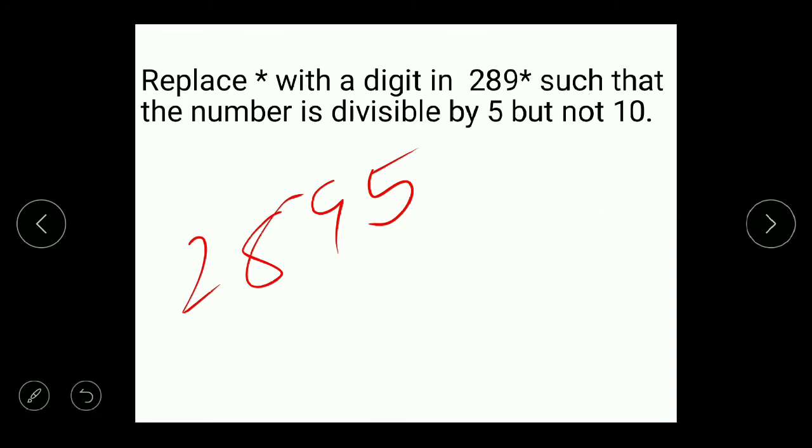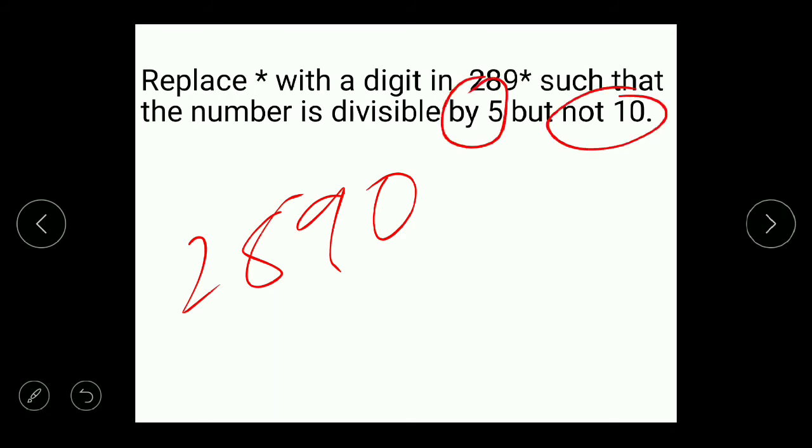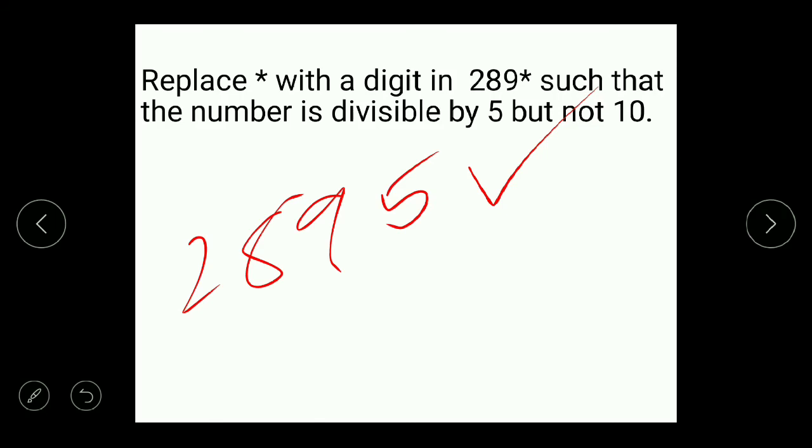Suppose we are inserting 0 here, then this number is divisible by 5 and 10. Here we need a number that is divisible by 5 but not 10, so we need to insert 5 here. Then this number is divisible by 5 but not 10.